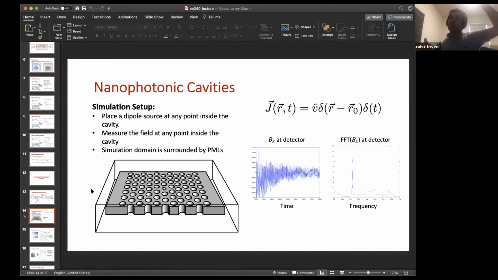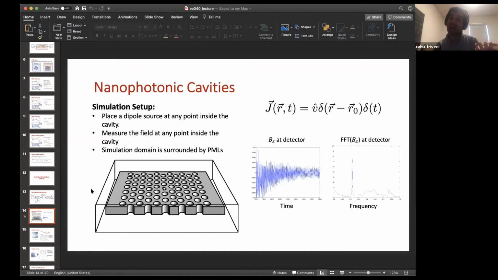So you can now end your simulation at a time where the decay is almost complete, and that will of course be governed by the quality factor of your cavity. And then you can Fourier transform that resulting electric field to get an estimate of what the line width of your cavity looks like, right? So that's roughly what you would do.